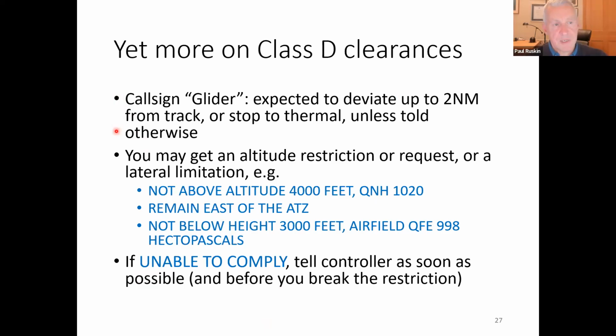We've negotiated with the CAA, and this is in the air traffic manuals, that if we're a glider, they can expect us to deviate a couple of nautical miles or 30 degrees off track or to stop to thermal unless they tell us otherwise. So even though you've got a clearance through Class D, you can do all the normal things.